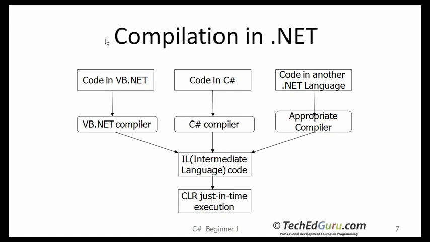How does the compilation in .NET work? You write your code, let's say in C Sharp. You use the C Sharp compiler, and that compiler would compile it to some sort of an intermediate language code, or called the IL code. Same thing will happen if you compile the program in either VB.NET or any other supported language. You need to, of course, have the corresponding compiler to convert it to IL. Once you have the IL code, you can run it with CLR using the just-in-time execution.